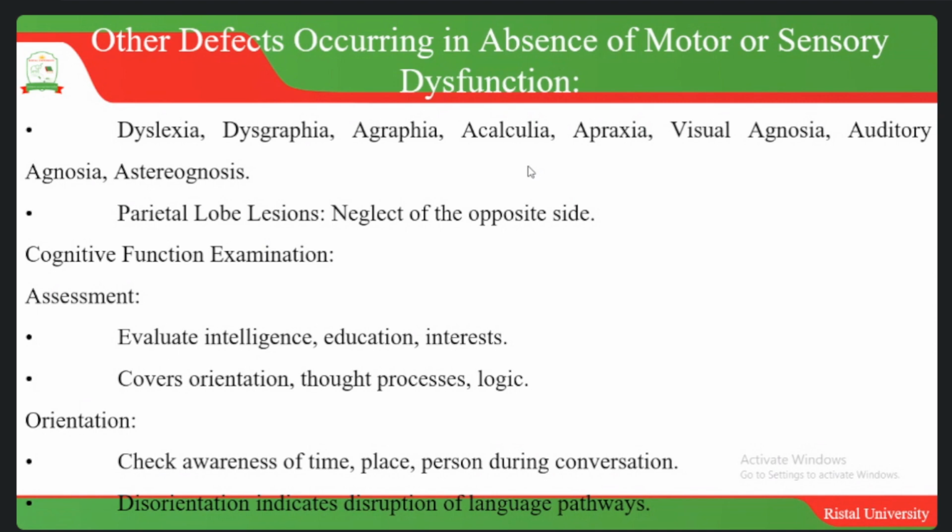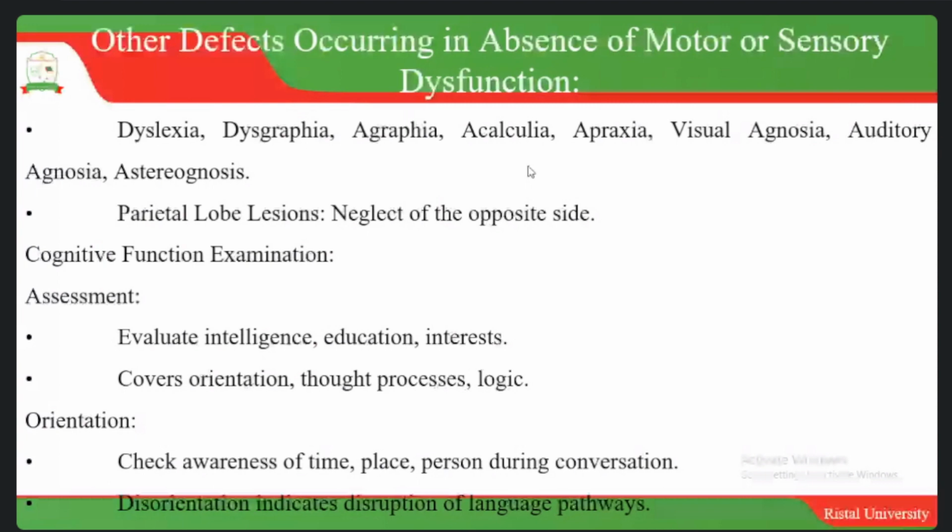And then parietal lobe lesions, they always neglect. It is just a neglect of the opposite side, because the parietal lobes are on both sides of the parietal bones. So when you look at these parietal lobe lesions, it means there is a lesion on the other side which has affected even the other side of the lobe.